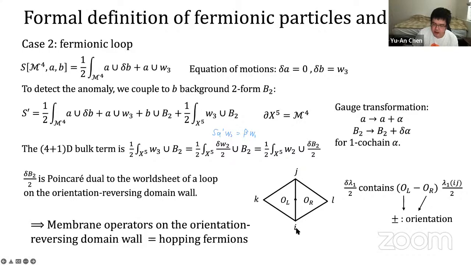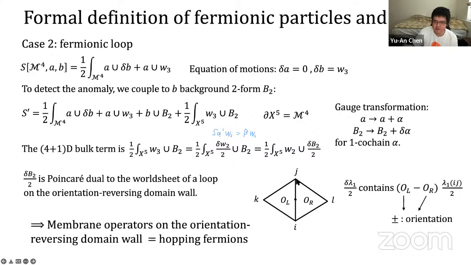Let's focus on the link ij. On the left triangle, we can see the ij is counterclockwise. So if the orientation is plus, we should get a lambda 1 divided by 2. On the right-hand side, we can see this ij edge is clockwise along this right triangle, so it gives you the minus orientation. If both orientations are plus or both minus, this term cancels out and the lambda on ij doesn't contribute. So the lambda only contributes on the edge ij if and only if on the left it is plus and on the right it is minus.